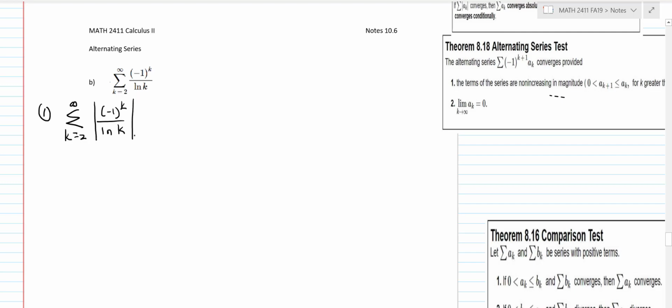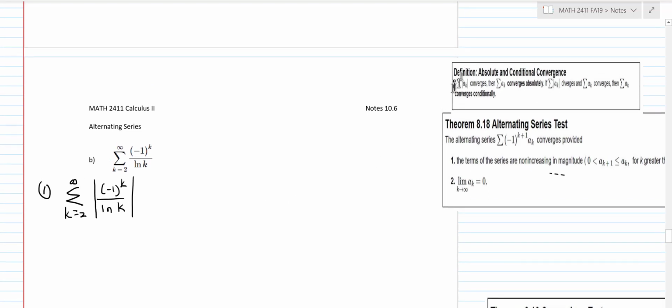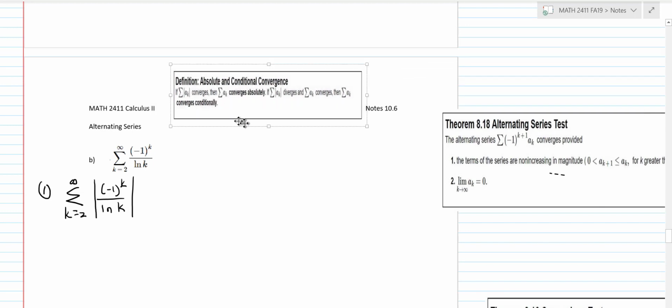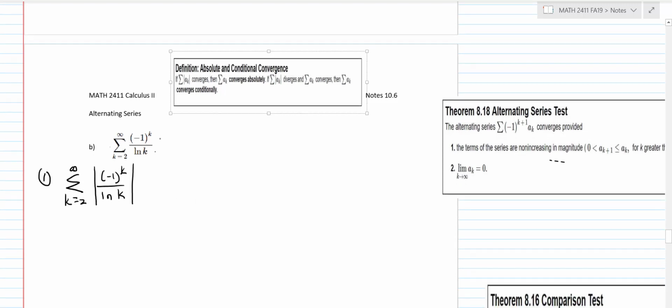All right, so we're going to look at that. Now remember, what we're doing is testing for absolute and conditional convergence, so we're just going to follow what this tells us to do. This thing is either going to converge or diverge, and we're going to try to show which it is. Again, this removes the alternating signs, so what you would end up analyzing here is the series from k equals 2 to infinity of 1 over ln k.